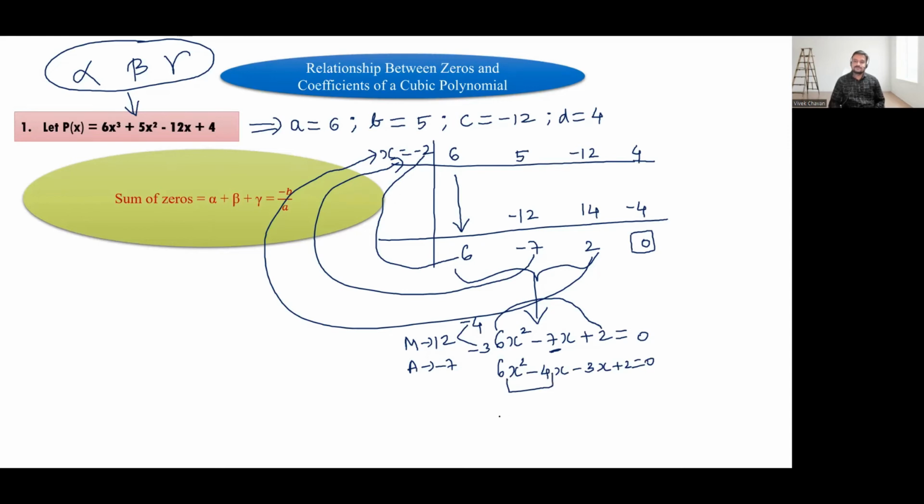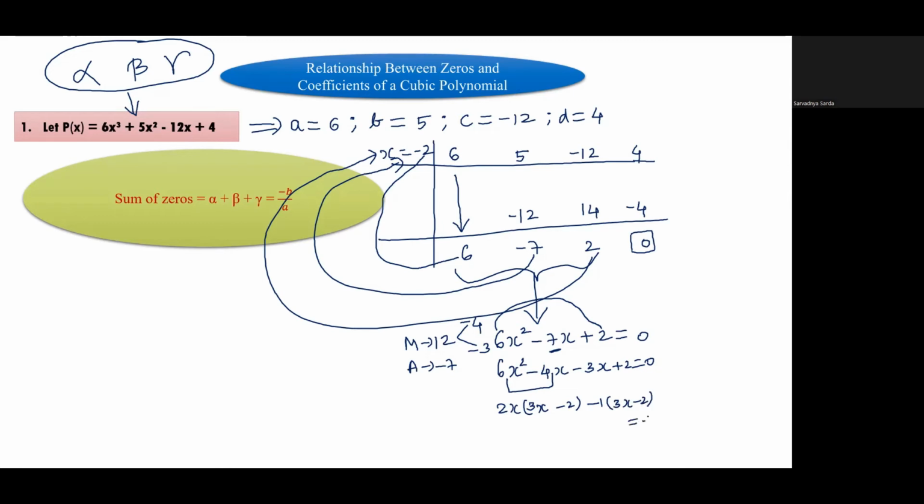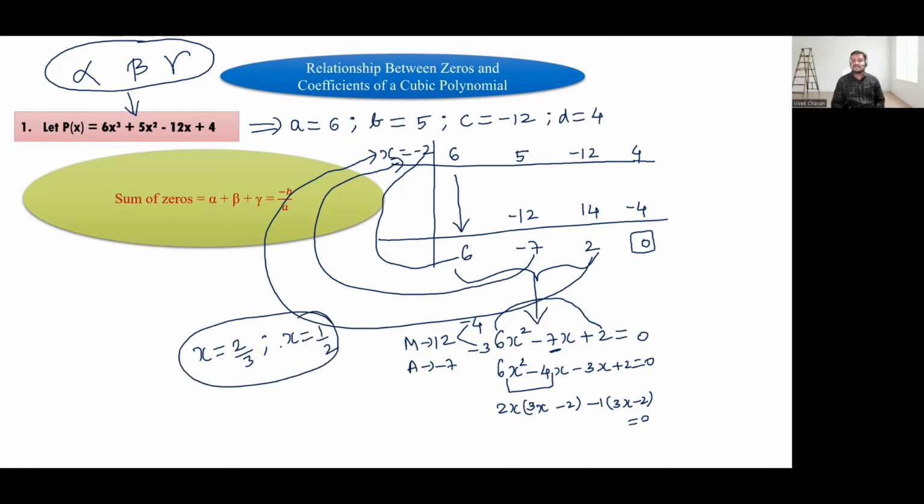What is common? Here we'll take 2x common, and we get in bracket 3x minus 2. Here we will take minus 1 as common, 3x minus 2. So what are the zeros? 3x minus 2 and 2x minus 1. So x is equal to 2 by 3 and x is equal to 1 by 2. So now we have 3 zeros.